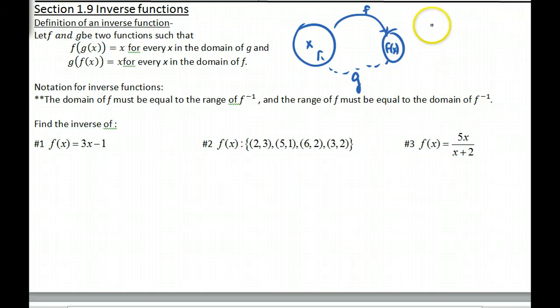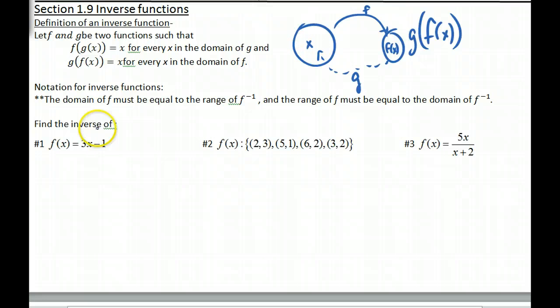And how we write this as a composition, this would be f of x, and then we're going to apply the g function to whatever we got out from that. So that's g of f of x, and that's going to bring me right back to where I started from. So with inverse functions, that's what we want.